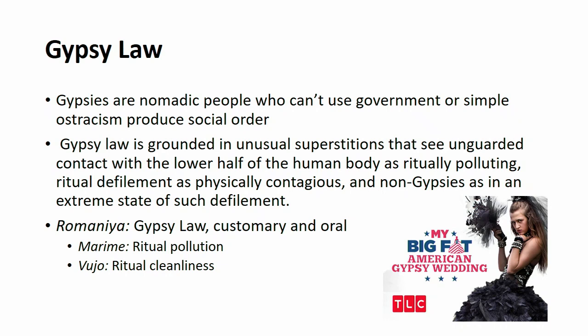So the Romania is the gypsy law. It's customary and oral, so it's built up over time. It's not written down or proclaimed, it's something that's slowly built up. Marime means ritual pollution. It means you've broken the laws in the gypsy code. Vujo was ritual cleanliness. It was taking care to follow those laws.